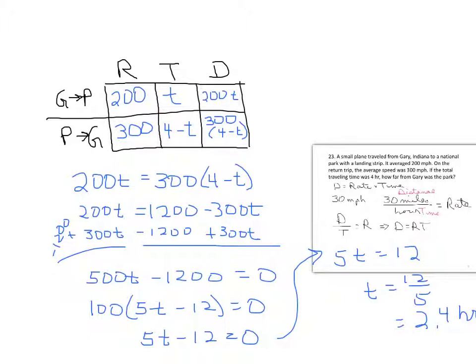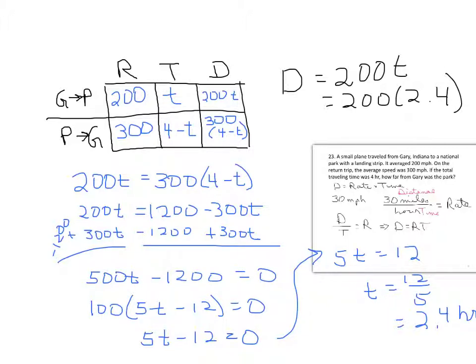And we also know that the distance is 200 times the time. So we can find the distance by multiplying 200 times 2.4. And that's going to tell us that the distance between Gary, Indiana and this national park is 480 hours.